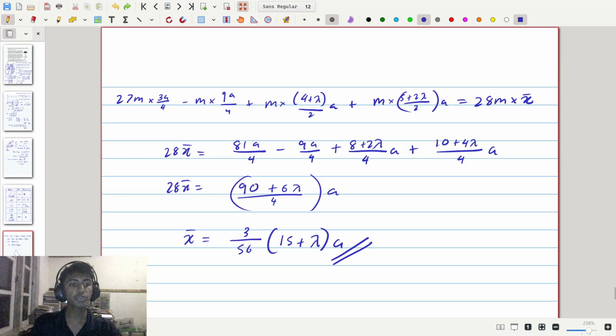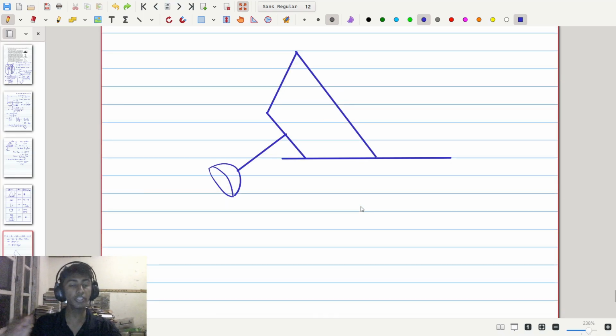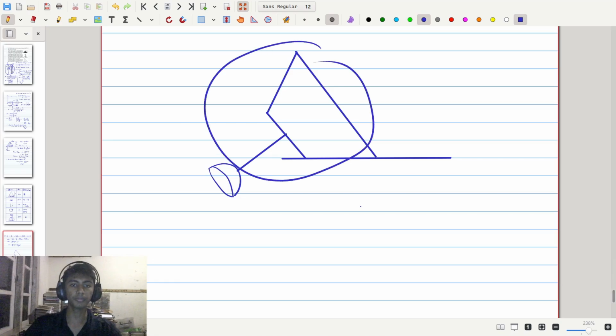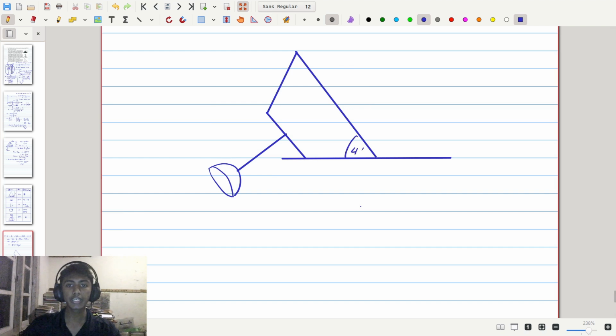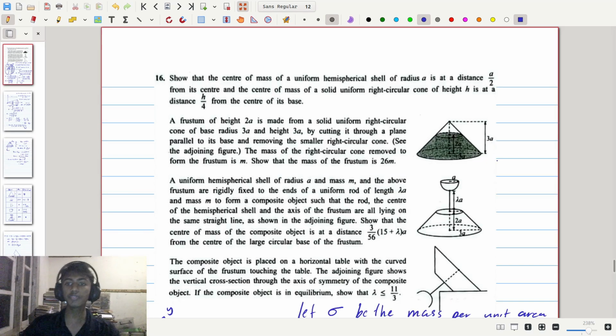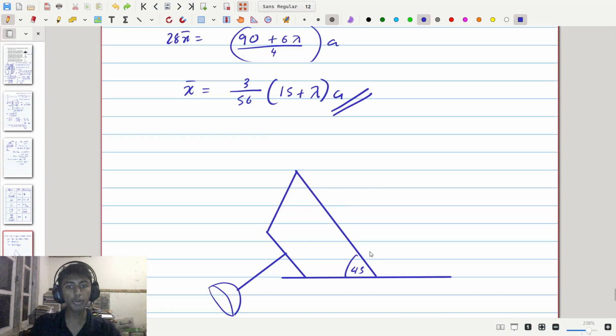So what we're going to do is analyze the situation here, and then consider the geometrical facts we can derive, and use those facts to show that lambda must be less than or equal to 11 over 3 for this thing to be stable. The first fact we're going to draw is that the angle at the base here is 45 degrees. We can see this because, as we know, the total height of this thing is 3a and the base radius is also 3a. Due to that, the tangent of the angle here, let's say alpha, must be equal to 3a divided by 3a, which is 1, and therefore the angle here must be pi by 4. So we have a 45 degree angle here.